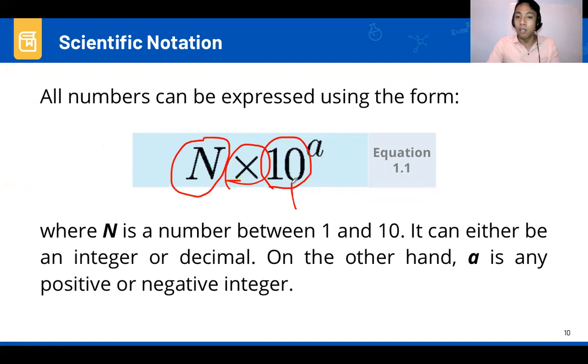When we say constant, it will not change. Itong number 10 na yan, hindi mababago. Hindi siya pwedeng maging 9, hindi siya pwedeng maging 11. 10 only. Okay? And we also have here A. So, ano ba ibig sabihin ng mga letters na yan?